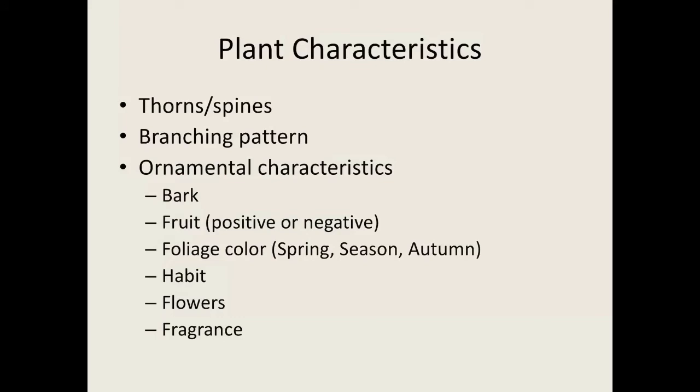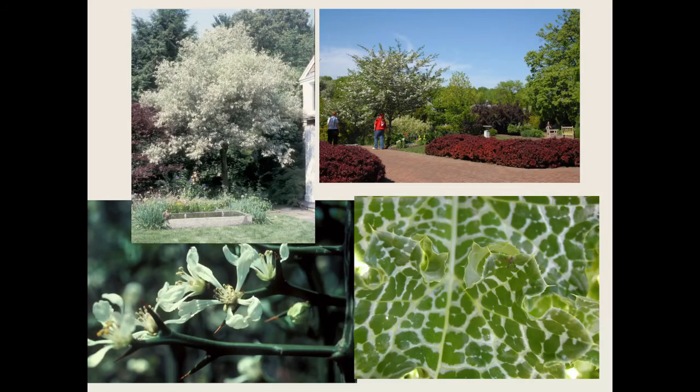Do your plants have thorns or spines? Are their branching patterns weird or different or something that we're going to have to take into consideration? How fast do they grow? Fruit can be a positive or a negative thing depending upon the individual. We have to think of the seasonal aspects of it. What's the foliage color like? Can we have different foliage colors in spring and summer and autumn?